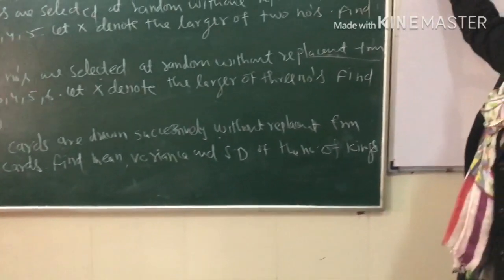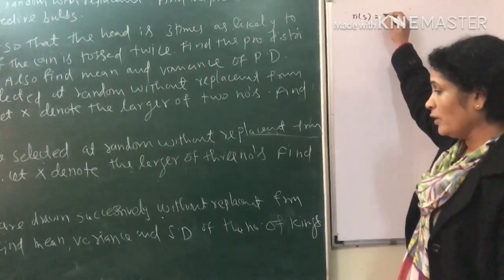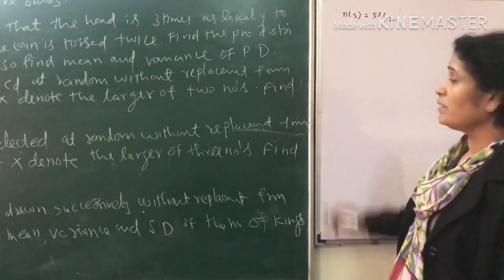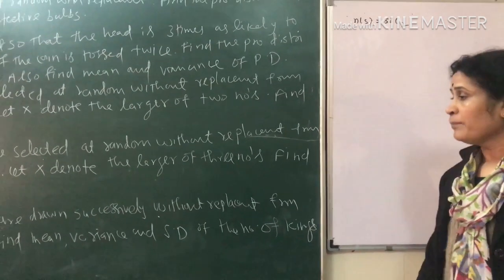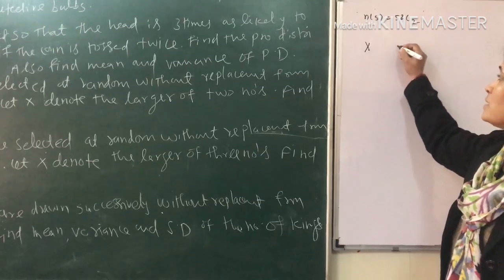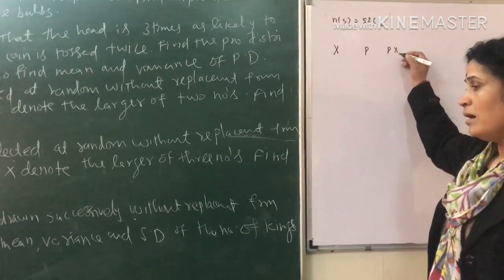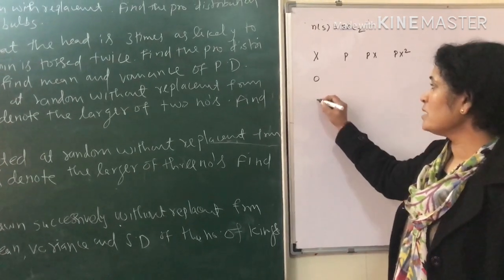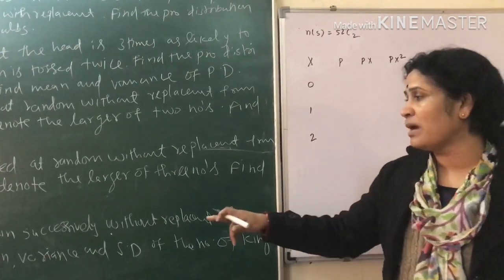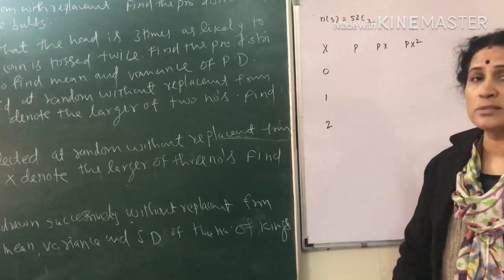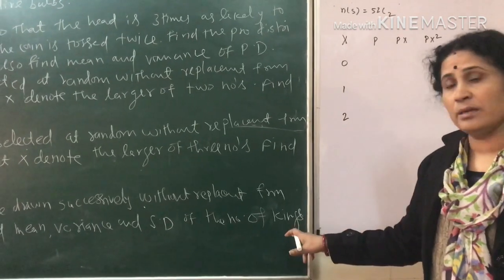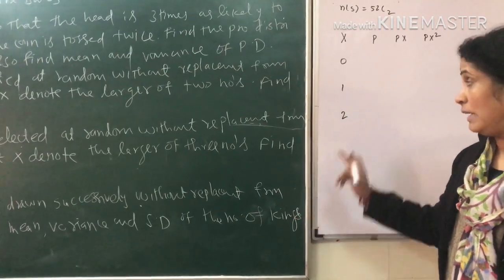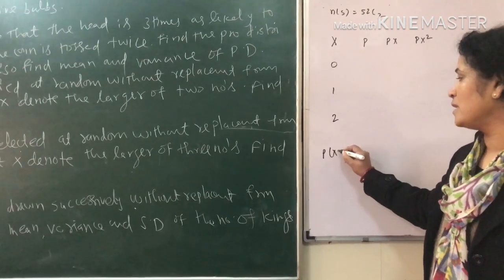Now see, n(S) is equal to 52 cards we have, out of 52 we are taking 2 cards. Okay, fine. Now probability distribution: X, P, then PX. Mean, variance, standard deviation they are asking, so px square. Now 0 success, 1 success, 2 success, because out of 52 they are taking 2 cards. Those 2 cards they are saying should be kings.